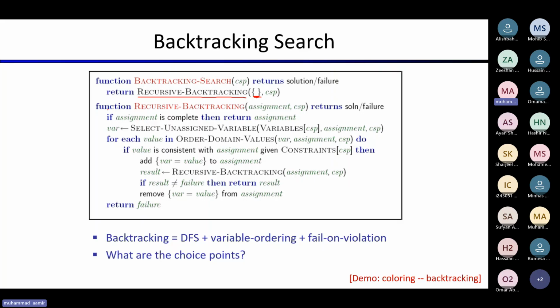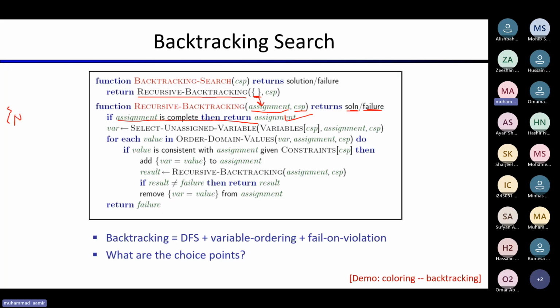considering the constraints. So what we will do in the recursive function, we have the assignment, variables, and constraints. We will return either a solution or a failure. If the assignment is complete, then of course we will return this assignment. The assignment is actually the dictionary that has the variables with their assigned values. So if the assignment is complete, all variables have been assigned a value, we can return this assignment dictionary that, for example, will look like this.